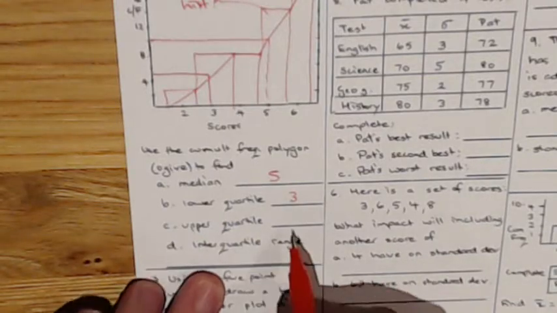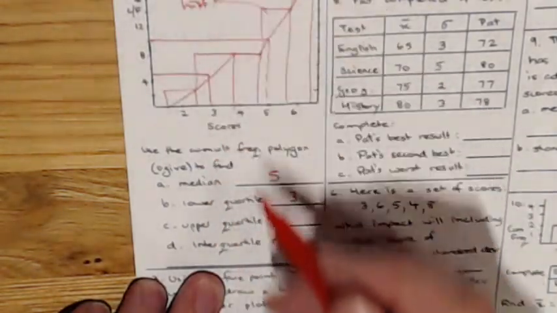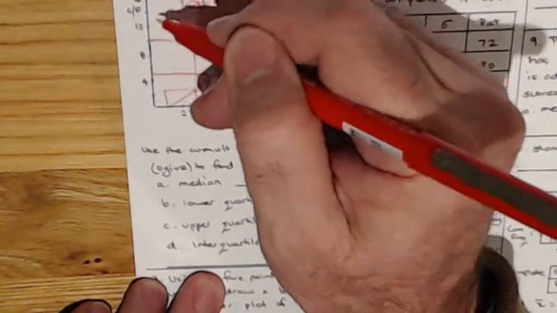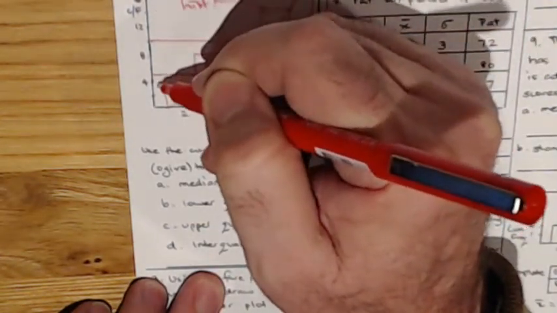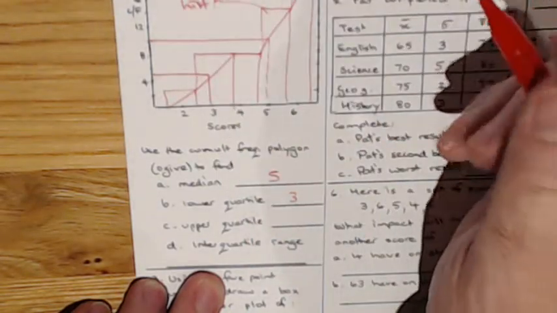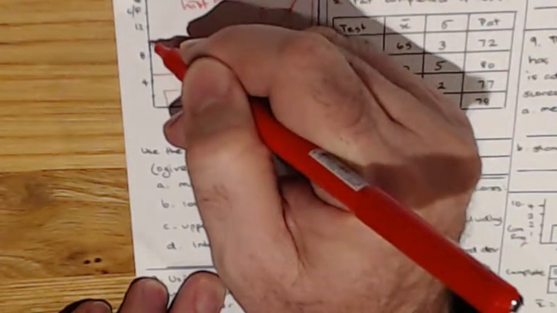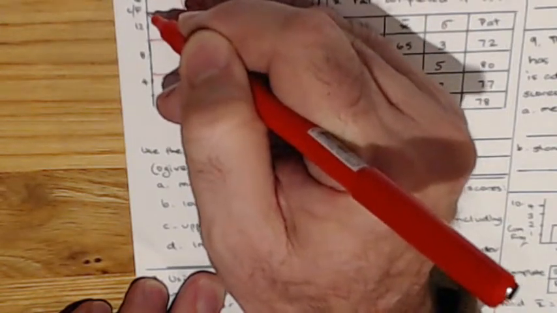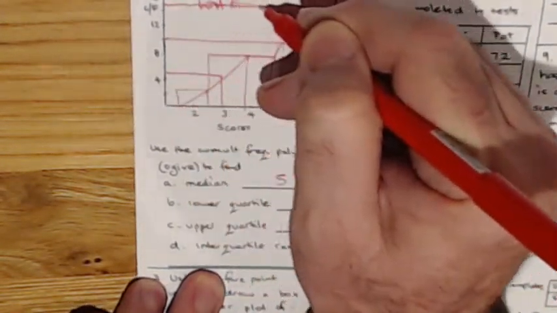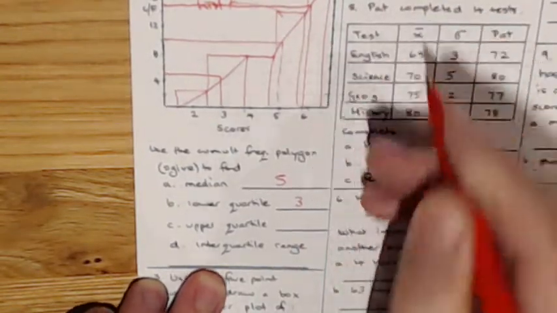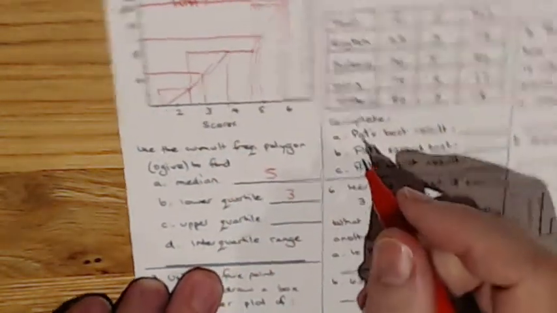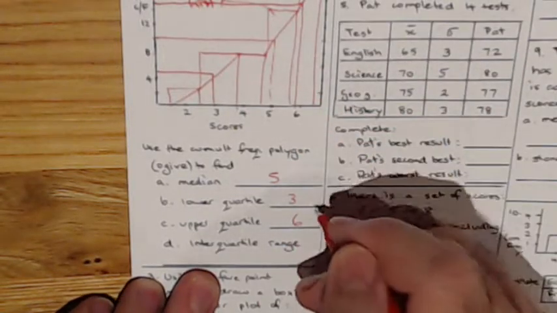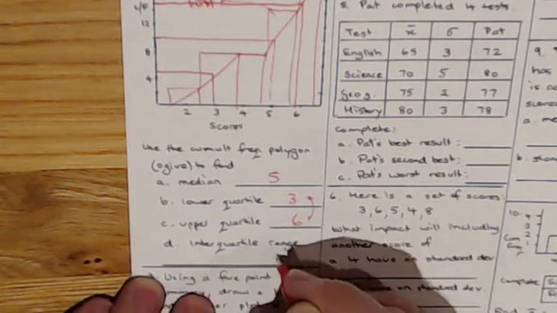When we're working on the upper quartile, that's 3/4 of the way up here. The upper quartile is the 75th percentile, that's 3/4 of the way up to 20. If 10 was halfway, then 3/4 would be 15. We draw a horizontal across to where we hit the cumulative frequency polygon, and we get 6. The interquartile range is the difference between the lower and the upper quartile, so 6 take away 3 is 3.